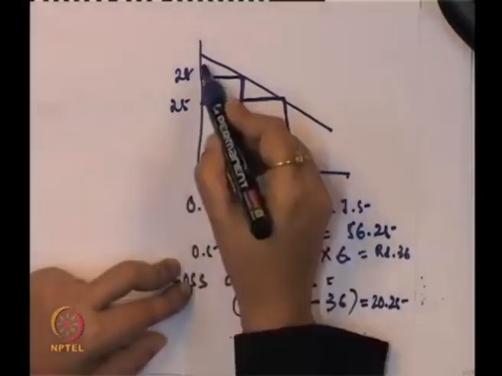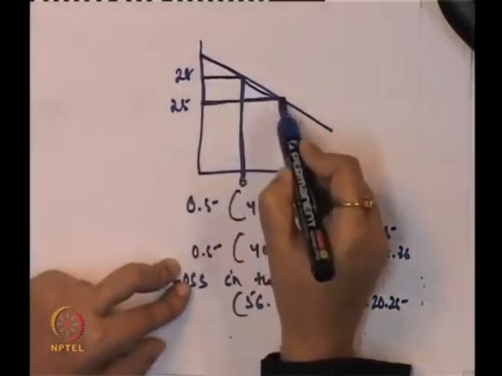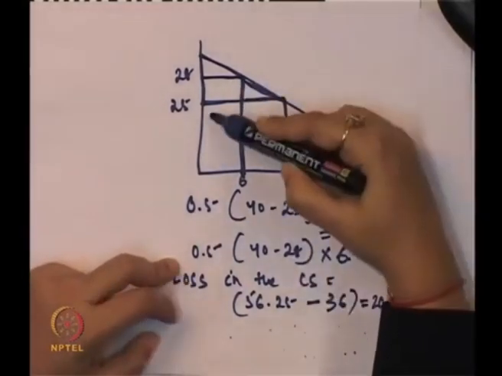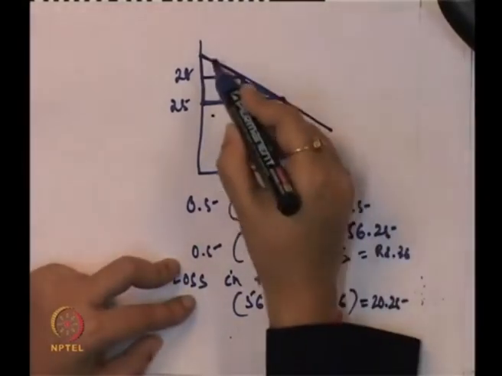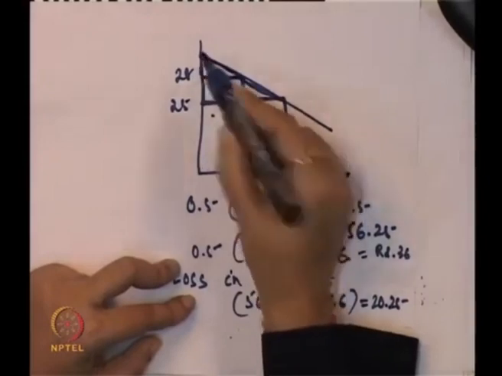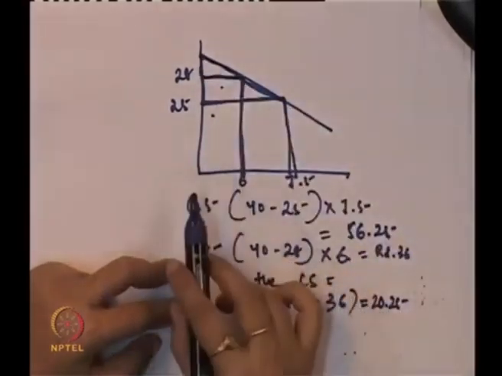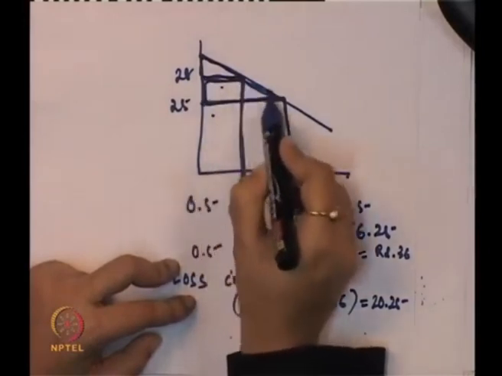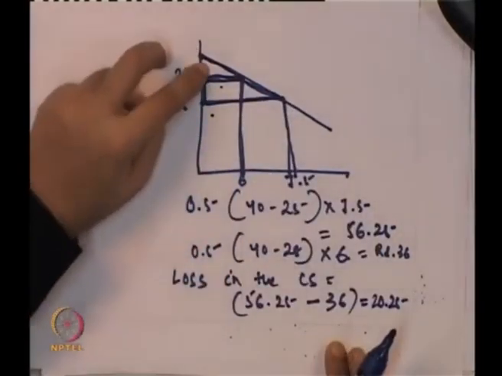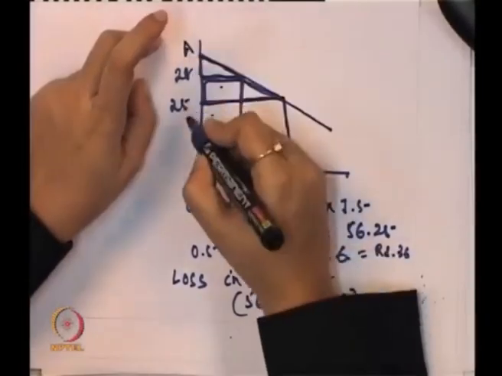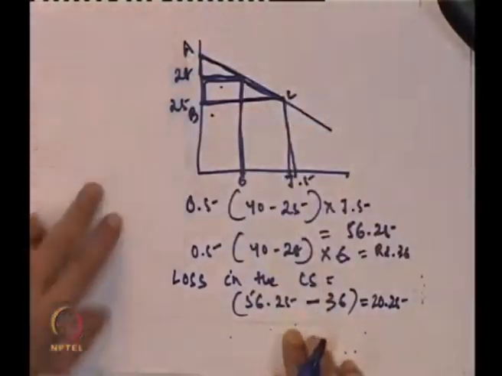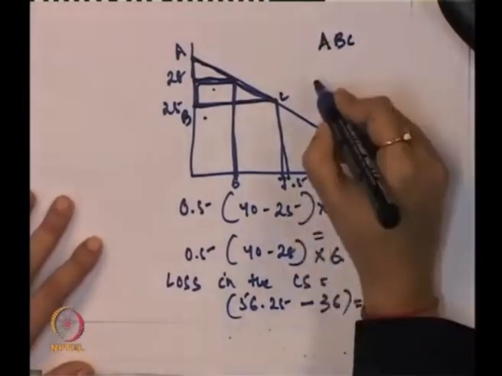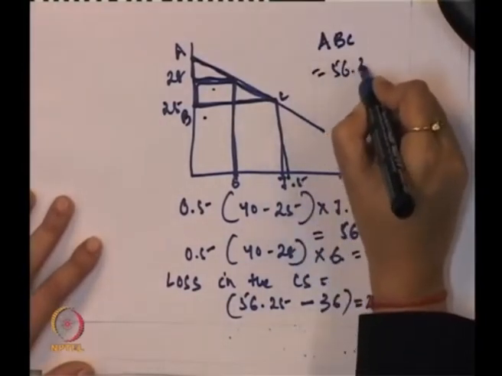When the price was 25, this is the total consumer surplus, this triangle. But when the price increases from 25 to 28, this is the consumer surplus. Now, because of the increase in the price, the loss in the consumer surplus is this area. So, suppose this total area is A, this is B and C. Initially, the consumer surplus is A, B, C, the total consumer surplus is 56.25.